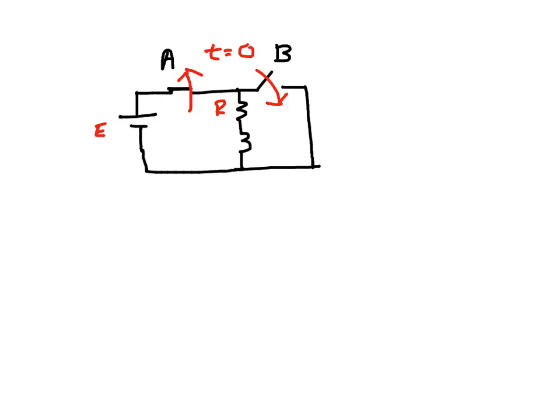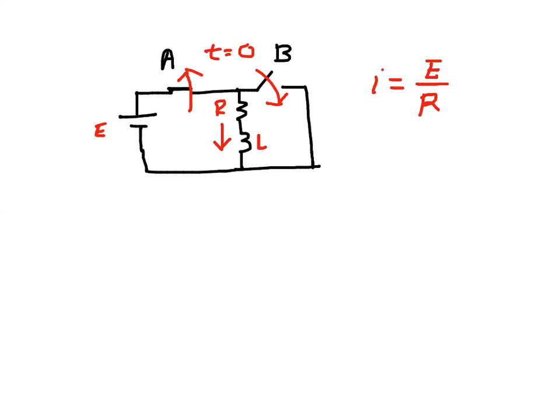In order to look at the transient decay current in an inductor, let's assume this situation where switch A in this circuit was closed and switch B was open for a while. So the current through this inductor, this is L, I was the steady state current because it was closed for a while.